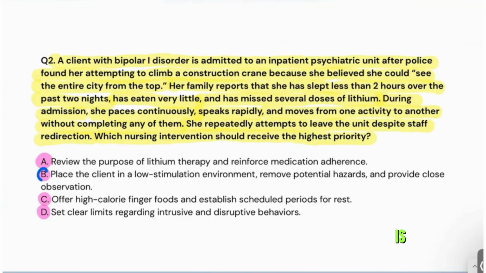The correct answer is letter B. The client is acutely manic with unsafe behavior. Immediate safety and injury prevention take priority. Letter A is incorrect because medication teaching can occur after stabilization. Letter C is also incorrect. Nutrition and rest are important but secondary to safety. And letter D is also incorrect because limits are needed but immediate physical safety comes first. Let's go to the next question.